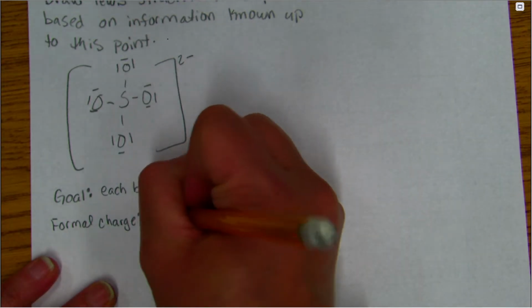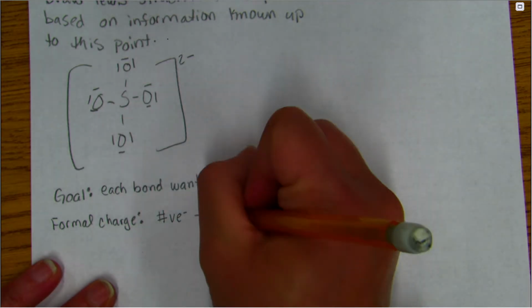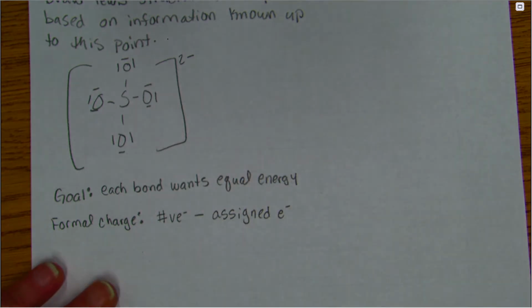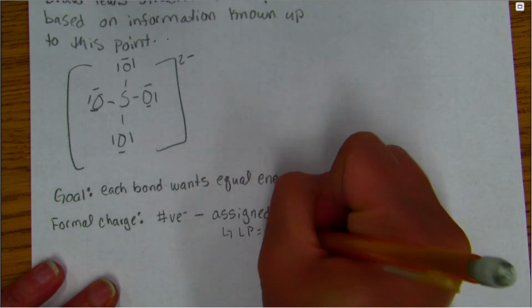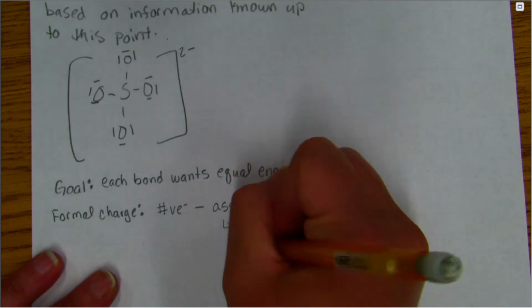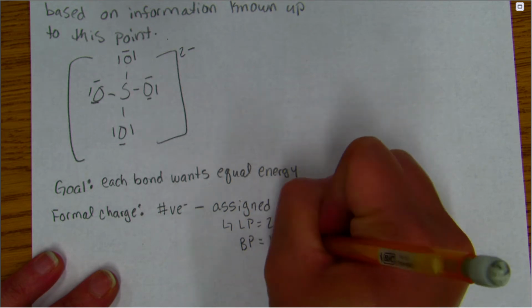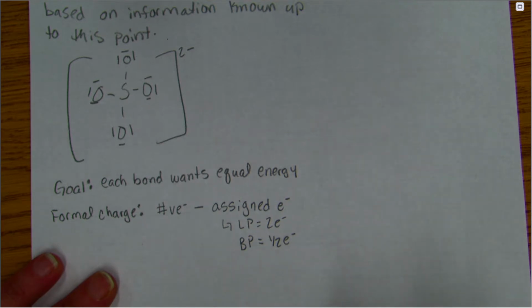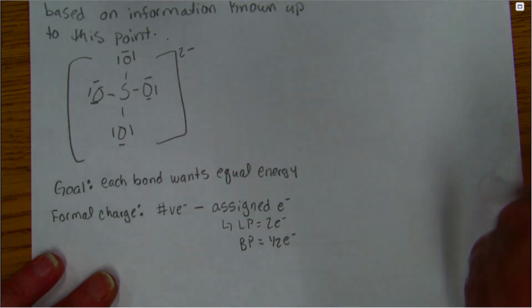I take the number of valence electrons and I subtract out the assigned electrons. And my assigned electrons can come from lone pairs. Lone pairs will equal 2 electrons each. Or they can come from bonding pairs. And bonding pairs will equal half the electrons in a bond because bonds are sharing electrons. So let's look at the formal charge of sulfate based upon the way we have been drawing it up to this point.